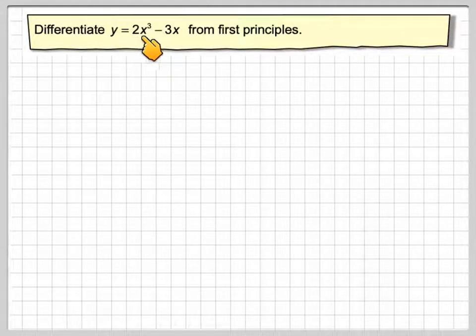Differentiate y is equal to 2x cubed minus 3x from first principles. Now, we know the answer would be, if we're doing the power rule, 6x squared minus 3, but we now have to do it from first principles.